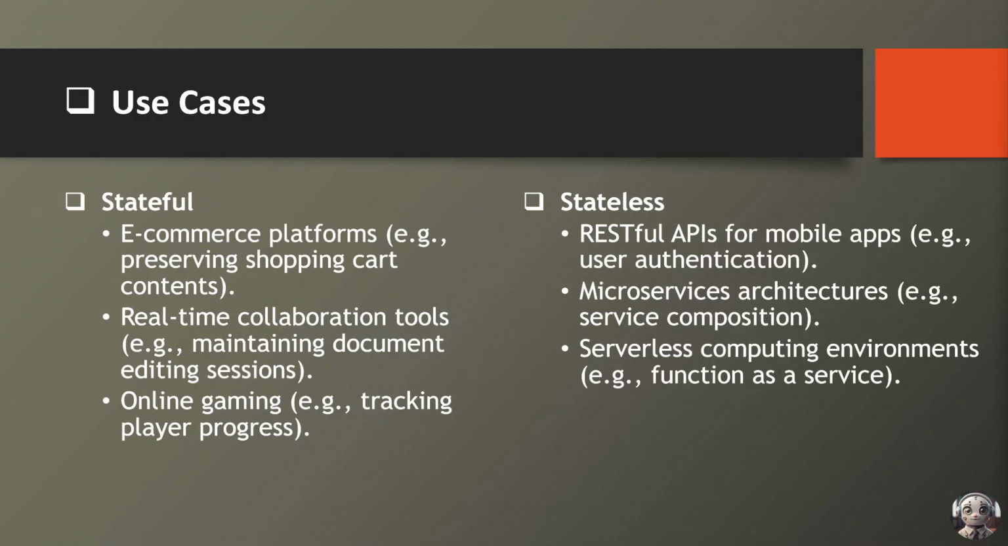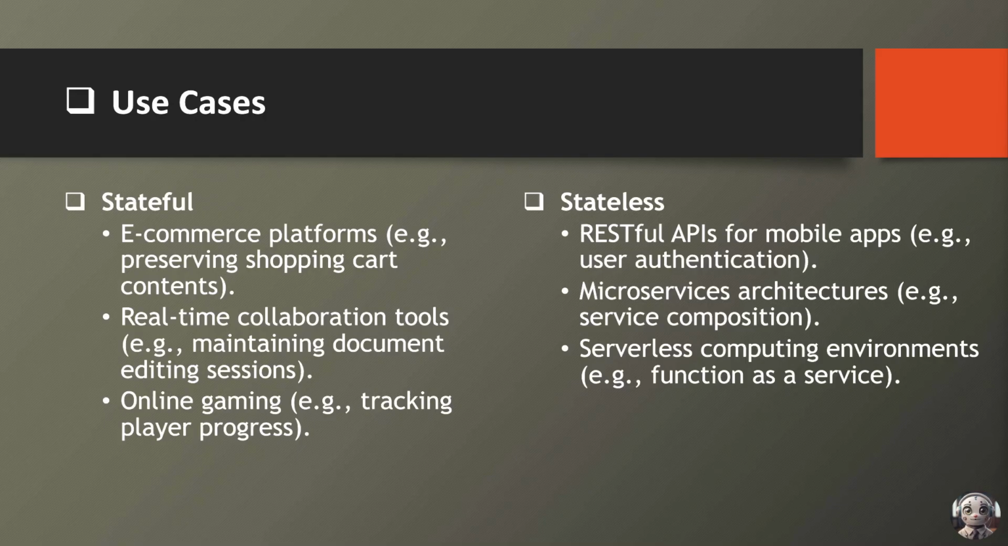Stateful and stateless architectures cater to different use cases, each offering unique benefits depending on the requirements of the application. Let's explore examples of scenarios where each architecture excels. Let's look at the use cases for stateful first. Stateful architectures are well suited for e-commerce platforms, where preserving the contents of a user's shopping cart across multiple interactions is crucial for providing a seamless shopping experience.